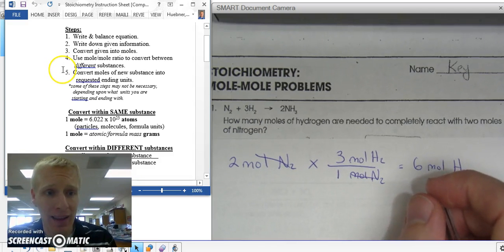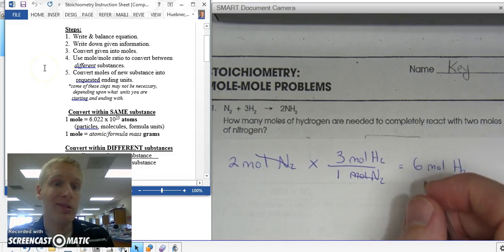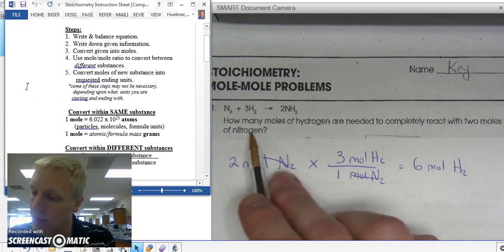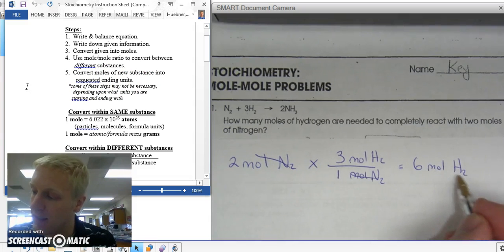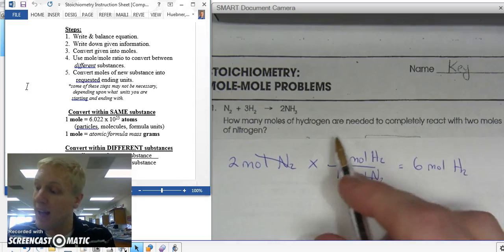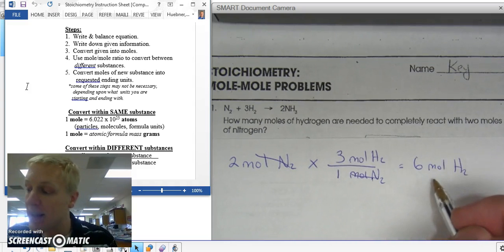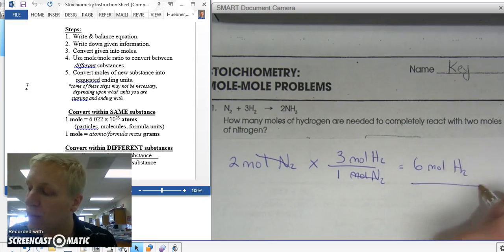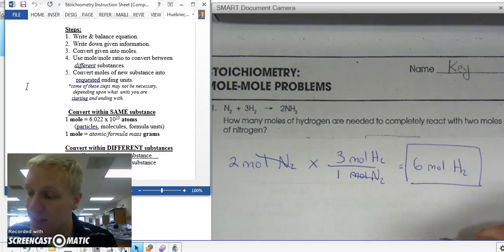Then I'm left with my last and final step, convert moles of new substance into requested units, or ending units. Looking here, it says how many moles of hydrogen? I've got 6 moles of hydrogen. So it looks like I'm done. If it asked me how many grams of hydrogen, then I would have to take this 6 moles and multiply it by the molar mass of hydrogen. But it asks for moles, so I am done.